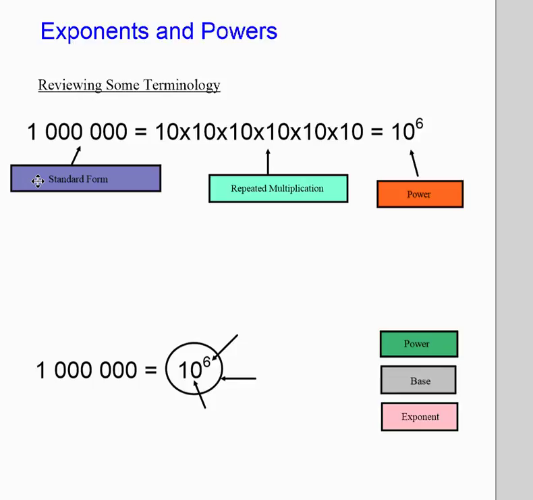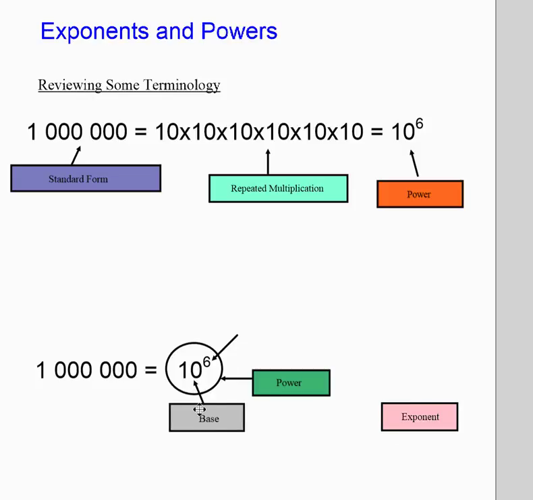So again, if we look at this bottom one, the entire thing is called the power. The big number is called the base. Quick refresher, the base is what keeps repeating over and over, and the small number is called the exponent. The exponent is how many times that base repeats over and over.